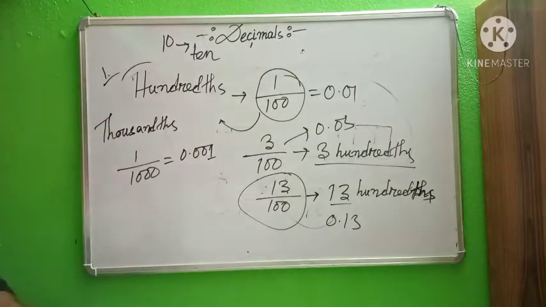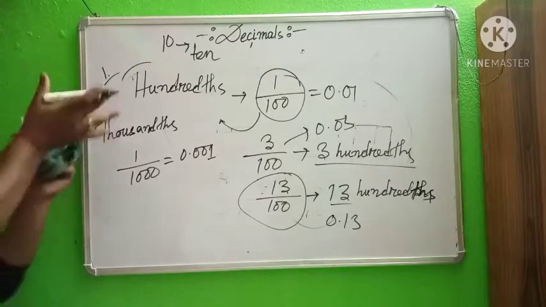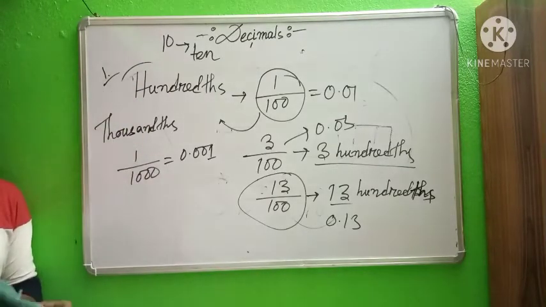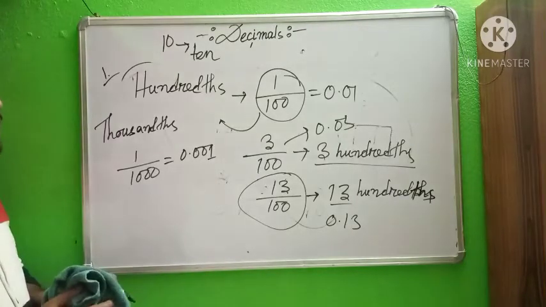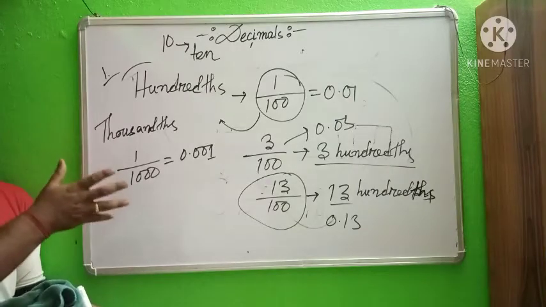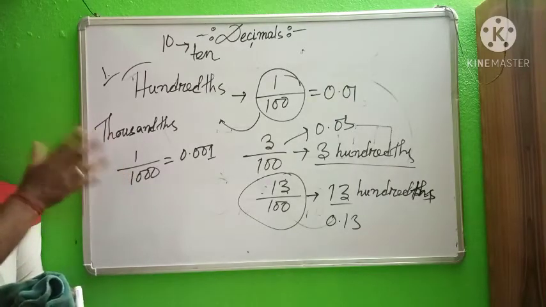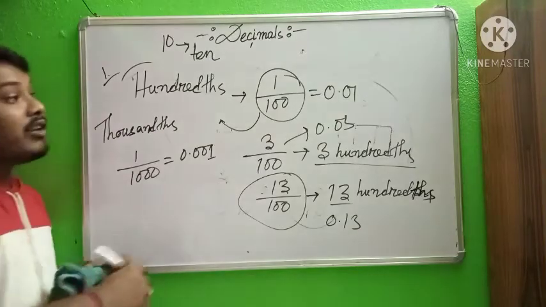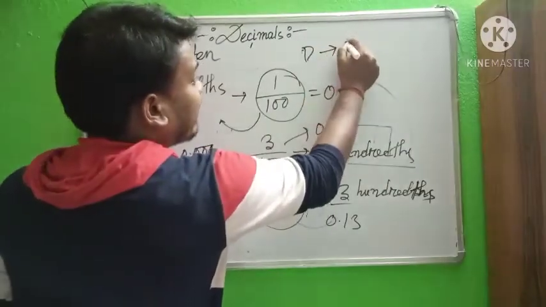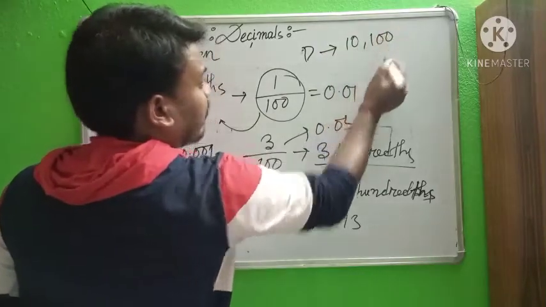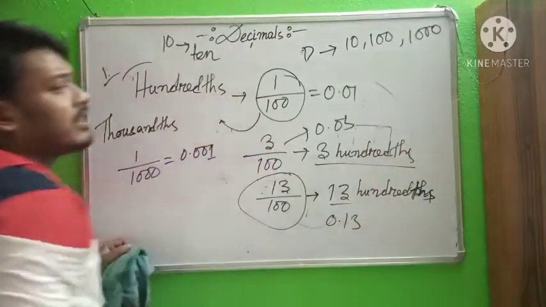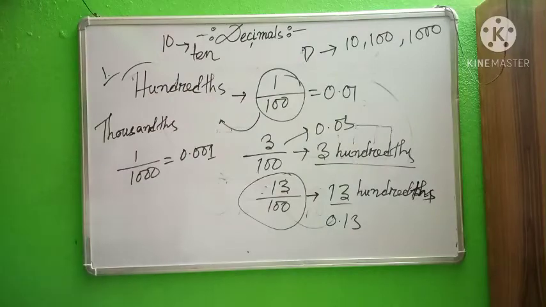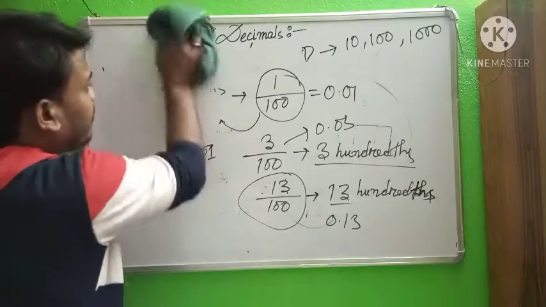Now from these three, it is clear the decimal point depends on the number of zeros in the denominator. And here we are discussing that the denominator is only a power of 10, that means 10, 100, 1000, 10,000, this kind of denominator. So it is clear.